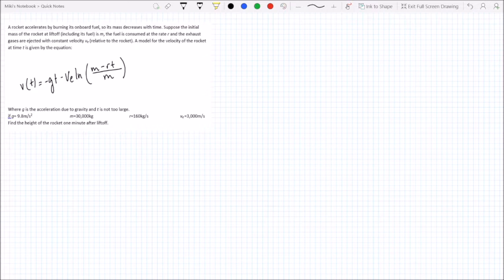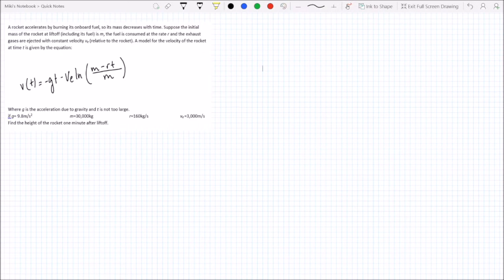A model for the velocity of the rocket at time t is given by the equation v(t) equals negative gt minus ve ln of (m minus rt) over m, where g is the acceleration due to gravity and t is not too large. If g is equal to 9.8 meters per second squared, m is equal to 30,000 kilograms, r is equal to 160 kilograms per second, and ve is equal to 3,000 meters per second, we must find the height of the rocket 1 minute after liftoff.